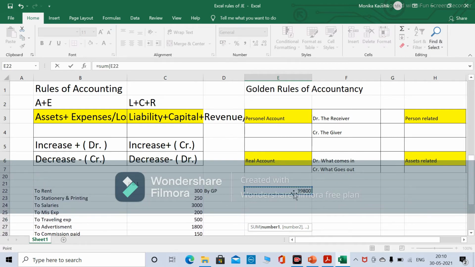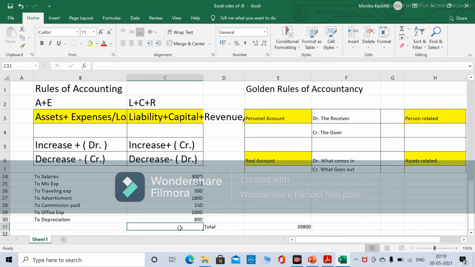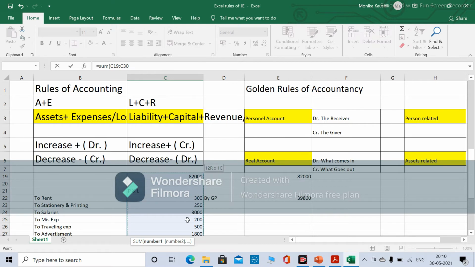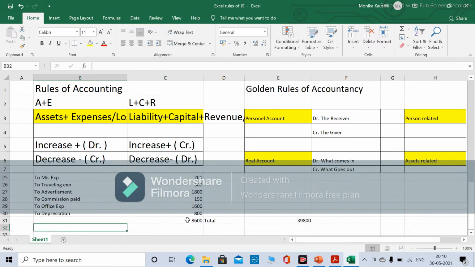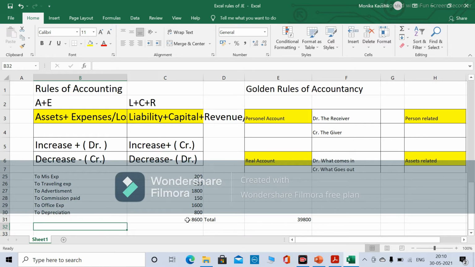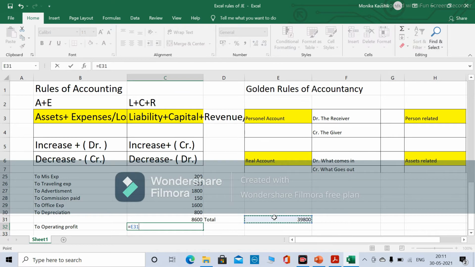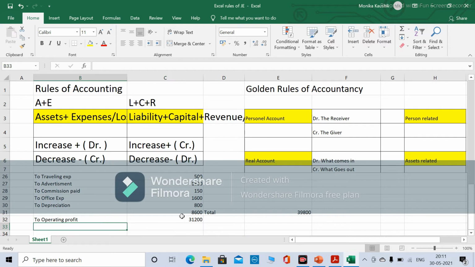I hope you're getting this point: what is operating and what is non-operating expenses. If we are finding out the operating profit, then only recurring nature expenses we are considering here. So operating profit is equal to this minus this. Now this is my operating profit.